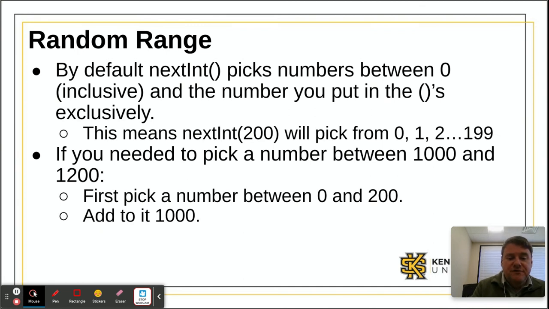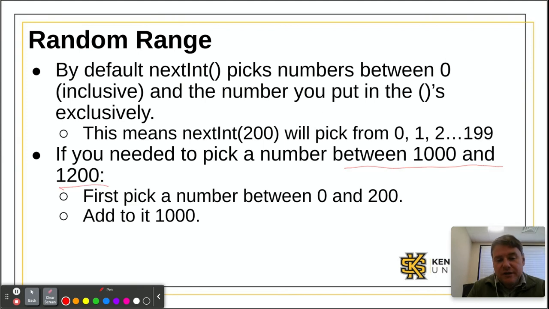So for example, if you need to pick a number between 1,000 and 1,200, which is what's going on here, then what you would first do is pick a number between 0 and 200, and you would add that number to 1,000, and that will guarantee you a number between 1,000 and 1,200. The reason that works is because if the random number was 0, when you add 1,000 to it, you get 1,000. And if the random number was 199, when you add 1,000 to it, you get 1,199, which is the highest number that you can pick in there.